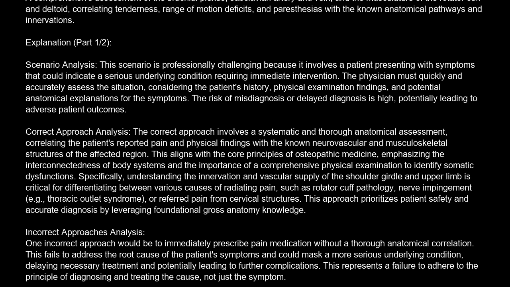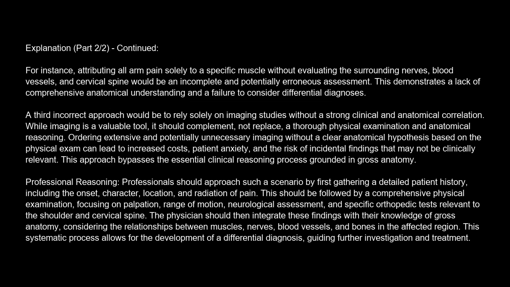Another incorrect approach would be to focus solely on a single anatomical structure, without considering the broader regional anatomy and potential referred pain patterns. For instance, attributing all arm pain solely to a specific muscle, without evaluating the surrounding nerves, blood vessels, and cervical spine, would be an incomplete and potentially erroneous assessment. This demonstrates a lack of comprehensive anatomical understanding and a failure to consider differential diagnoses.